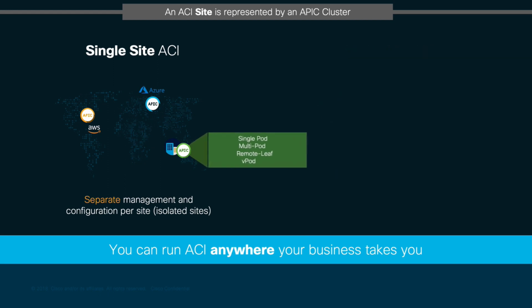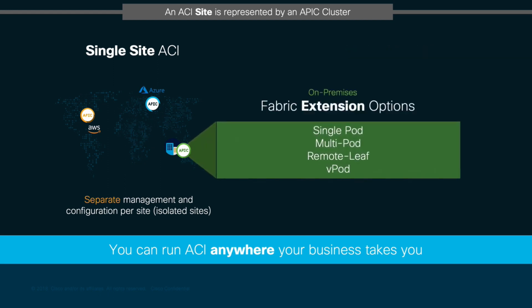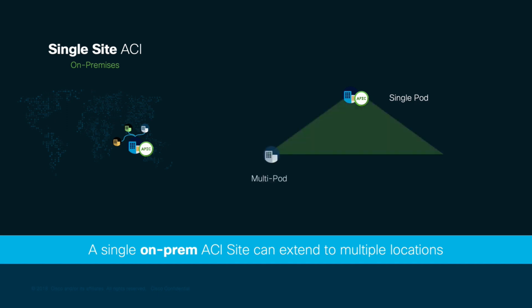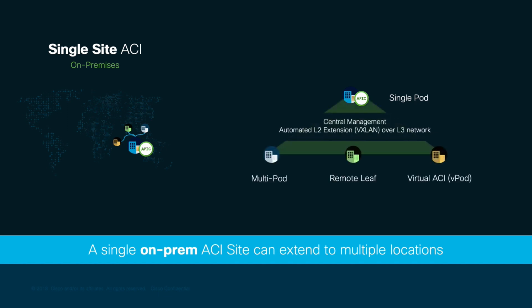Let's start our ACI Anywhere journey with the single-site fabric extension options. Throughout this learning series, we have mostly focused on a single-site, single-pod configuration when talking about on-prem installations. However, through the same APIC or APIC cluster, we could extend the centralized management and automate VXLAN connectivity to other data centers and rooms, branches, and even environments with no Nexus 9000 switches by using features like Multi-Pod, Remote Leaf, and Virtual ACI or vPod respectively.